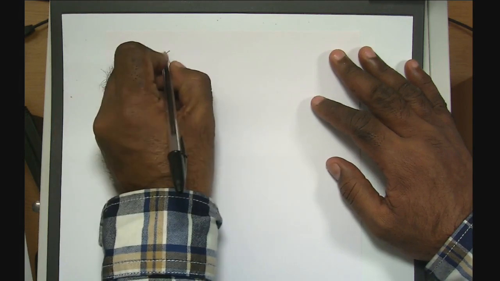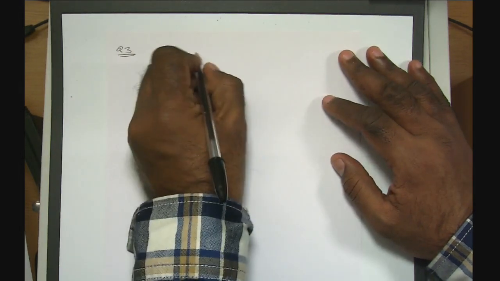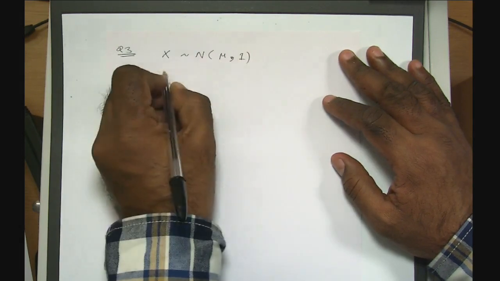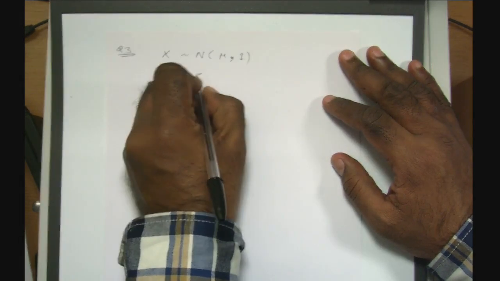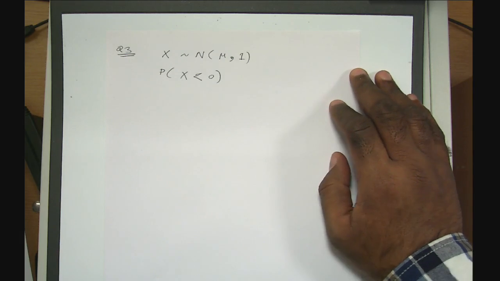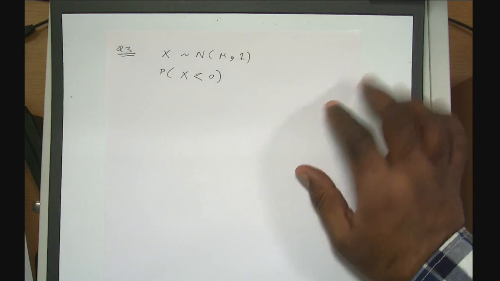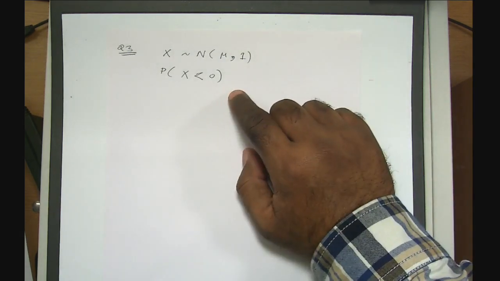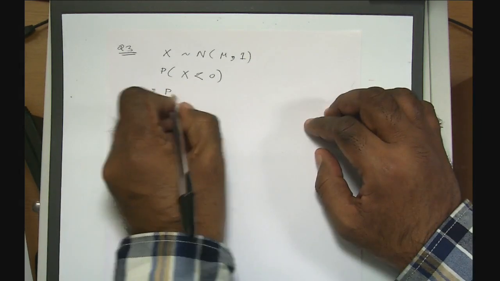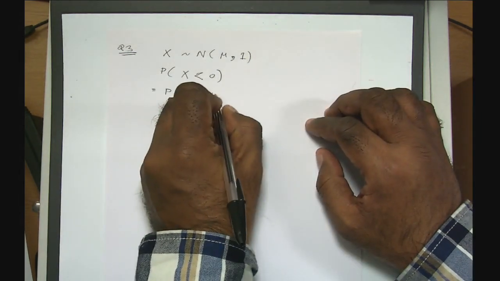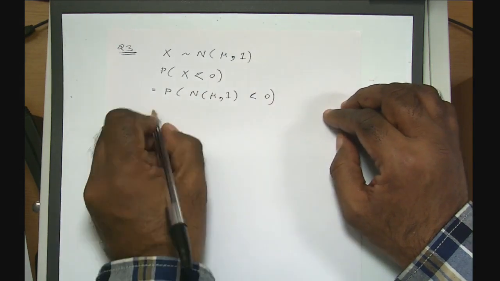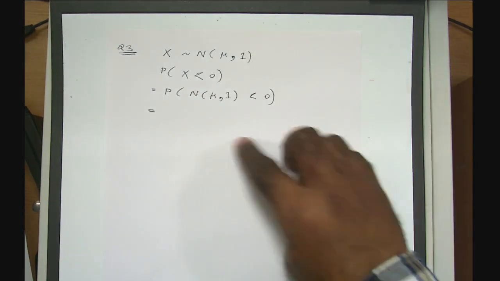You have a variable x that has the normal distribution, and the question is to find the MLE of the probability that x is less than 0. So the first thing you should do, guys, is to find the probability that x is less than 0. Right? I'm going to show you how to do that. All right. So this is the probability that a normal variable with these parameters is less than 0. You might have done this in your first year.